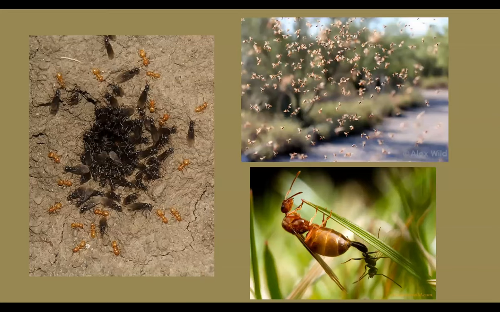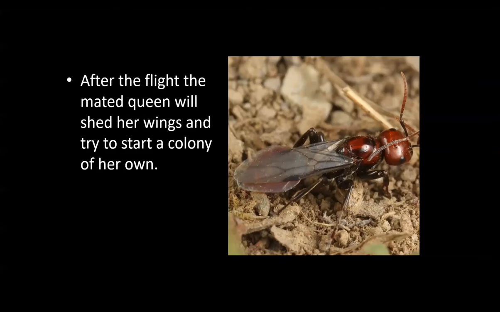And from environmental cues, the reproductives will develop in the nest, and based on the environment, time of day, time of year, weather, you'll have nuptial flights. So here, the nest entrance has been expanded. You have worker ants patrolling the perimeter, and a whole lot of males getting ready for their flight. And so you have a flight where the queens and the males are mating here. And then eventually those queens will shed their wings and start their own colony.